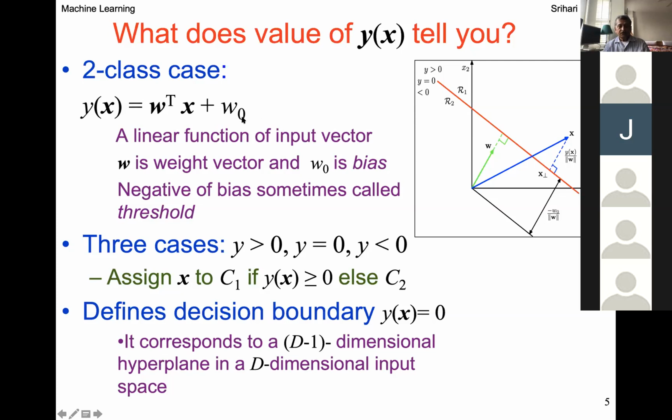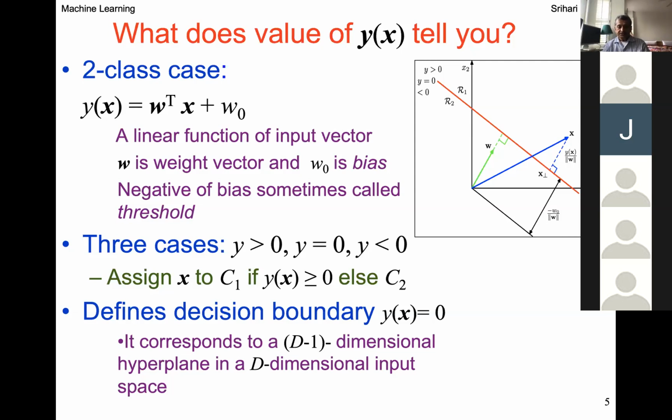And when y is equal to zero, we say that the point is falling on this line. And when you plug in a value of x into this for a given set of w and w naught, if y is greater than zero, then the point is said to fall somewhere on the R1 side of it. If it is less than zero, it falls on the R2 side of it. Right, that's the interpretation. So we have a decision boundary, and we can say there is a positive side of the plane, and we have a negative side of the plane defining the two classes.